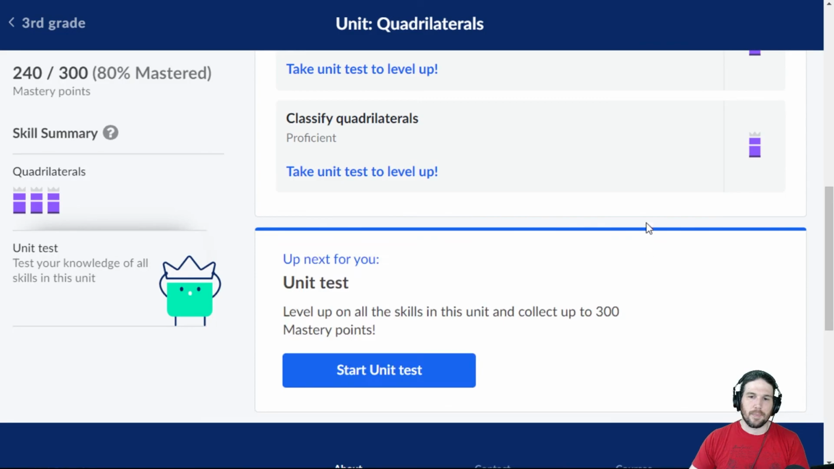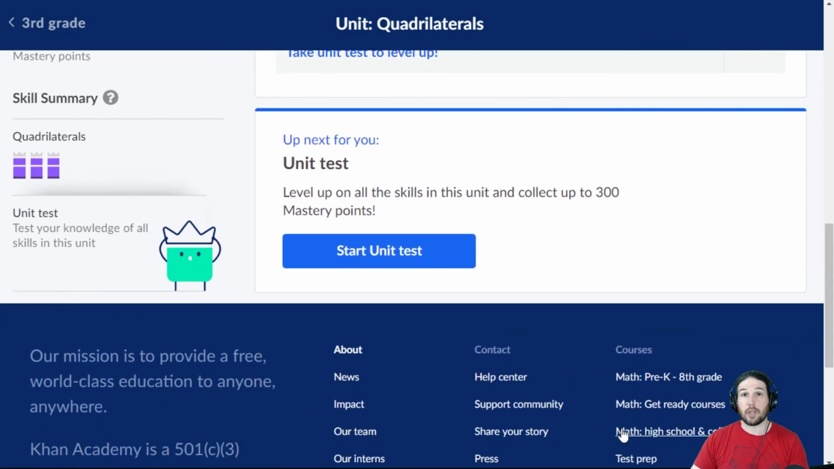Done. That's classifying quadrilaterals. This is going to be a very short unit test. Let's get it done.